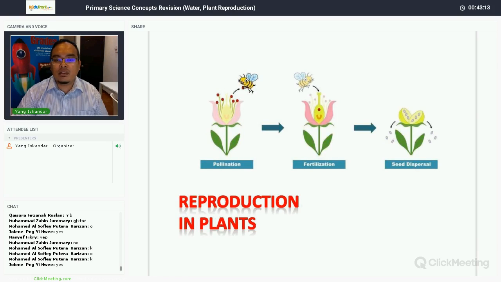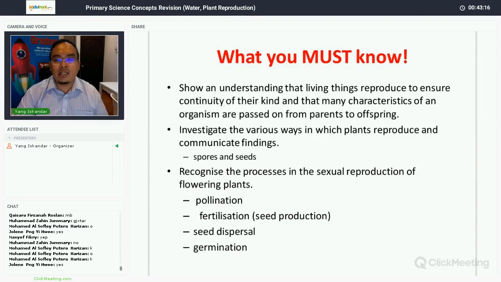Okay, and we are going to take a look at the concepts that you must know under the topic of plant reproduction. First, you must show an understanding that living things reproduce to ensure continuity of their own kind, and that many characteristics of an organism are passed on from parents to offspring. So we learn in another topic of cells, right? Now these characteristics are passed down in the nucleus, which is in the cell.